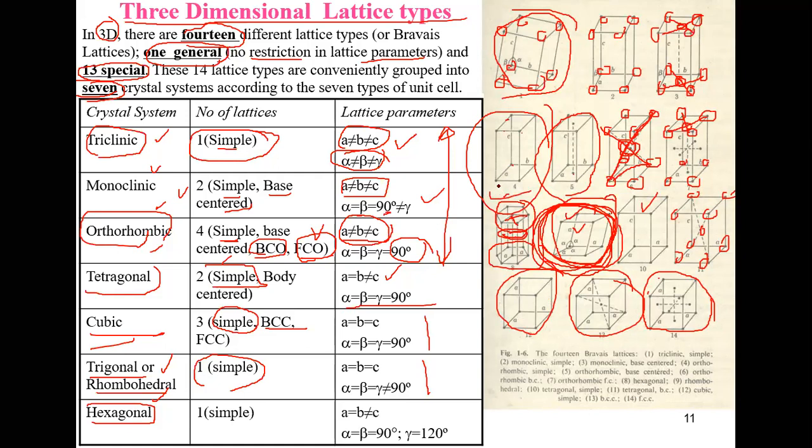So that's all. So here 14 different types of space lattices are available, and these 14 space lattices can be grouped into 7 different crystal systems. These are triclinic, monoclinic, orthorhombic, tetragonal, cubic, trigonal, and then hexagonal. Among them, if you concentrate on the orthorhombic and cubic crystal systems, they contain half of the space lattices.